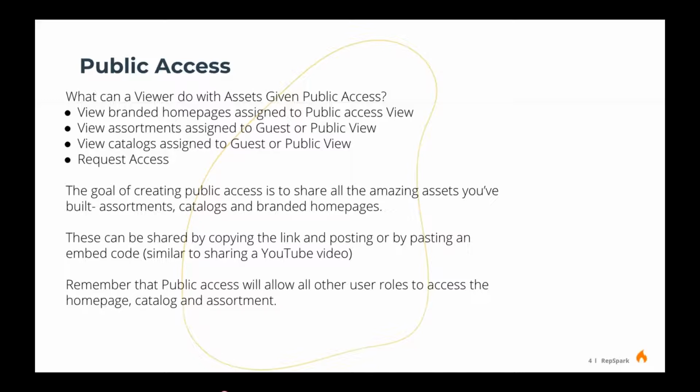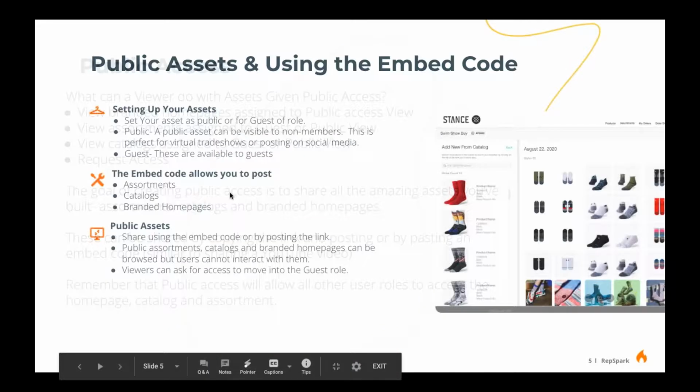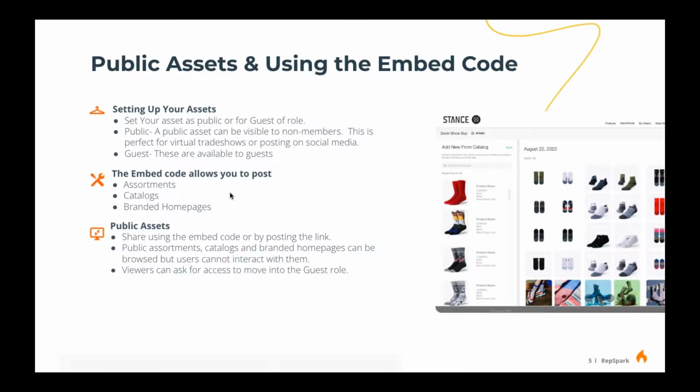So the goal of creating public access is really to be able to share all these amazing assets that you put so much time and effort into. They can be shared by either copying the link and posting it. Again, we'll walk through all of this, or by pasting the embed code that you can create. That's really a great way to do it. Like if you're sharing a YouTube video, it's the same type of thing. And a lot of these trade show booth packages are accepting embed codes that way.